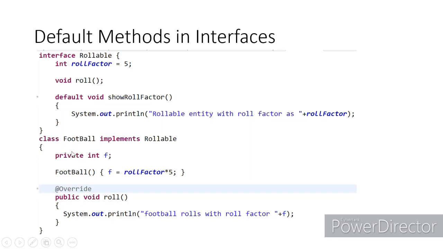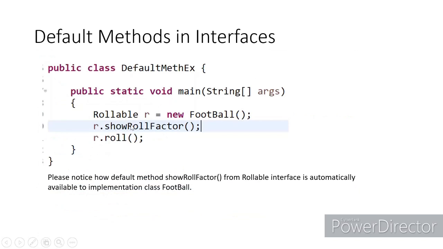If you will see here in this football class, I am not overriding show roll factor, but still it is available over here for me to invoke it. So I can invoke the default method, because it is automatically available to the implementation class, and because it is automatically available to all the implementation classes, I need not override my functionality there. I need not go and modify those classes. I need not touch those classes. So this is very easy for me. Just add whatever new functionality to the interface as a default method, and you are done. You are sure that it will be automatically available to all your implementation classes.